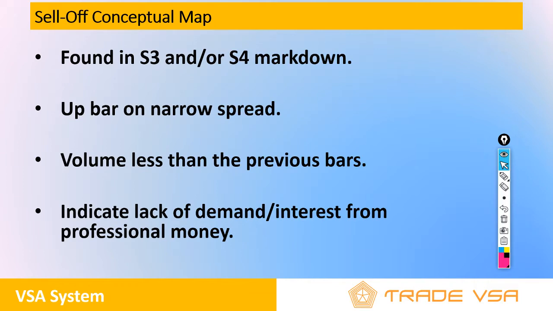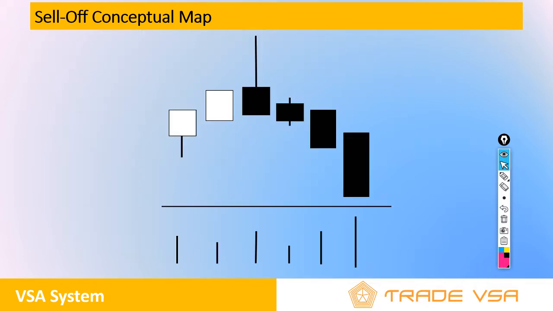What no demand means, which can be found in stage 3 or stage 4 during the markdown stage, is an up bar with a very narrow spread and volume lower than the previous bar. This indicates a lack of demand or lack of interest from the smart money. Of course the no demand bar can come with a down mark as well, but the most important thing is that it forms a narrow spread with low volume.